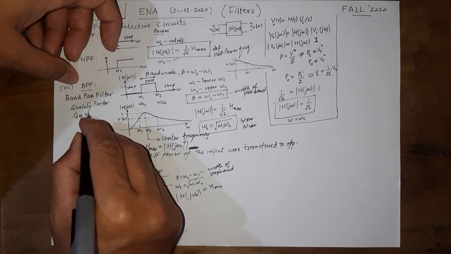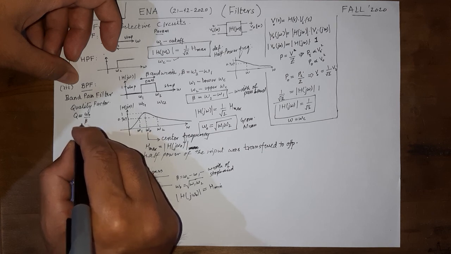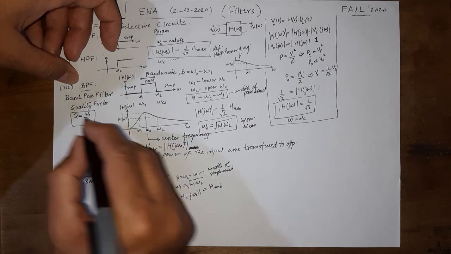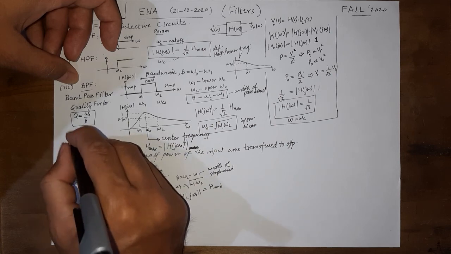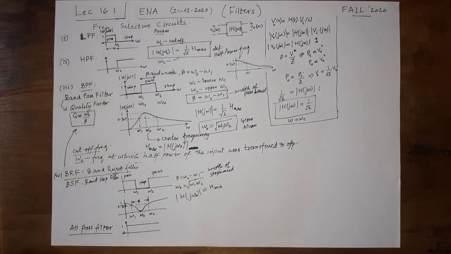By definition, they are this ratio. Quality factor is omega naught over the bandwidth. It is true for both the cases. So for band reject filter, this is true. For band pass filter, this is valid as well.